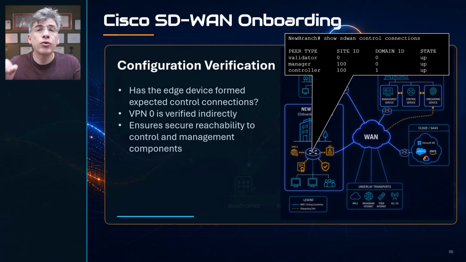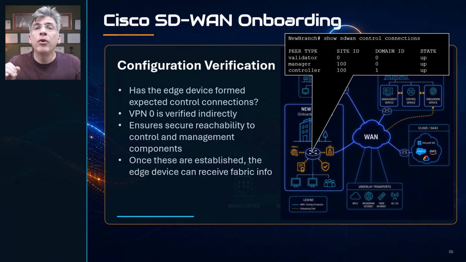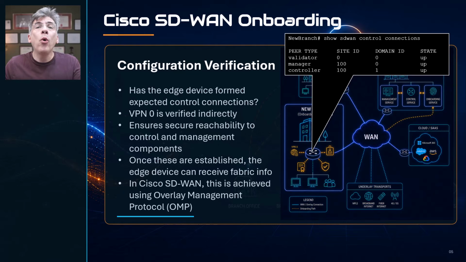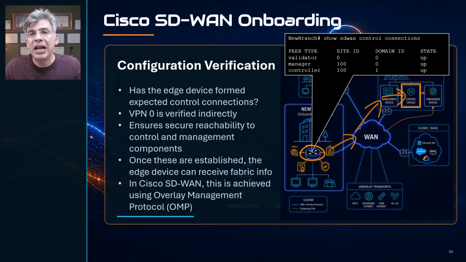Now, once the control connections are up, the WAN Edge device can exchange information it needs to participate in the fabric. In Cisco SD-WAN, OMP, or Overlay Management Protocol, is what's used between the WAN Edge devices and the SD-WAN controllers to exchange routing, transport, and policy-related information. We'll cover OMP in more detail in a later video, but for now, you can think of it as one of the key protocols that allow the SD-WAN fabric to distribute reachability and policy information.